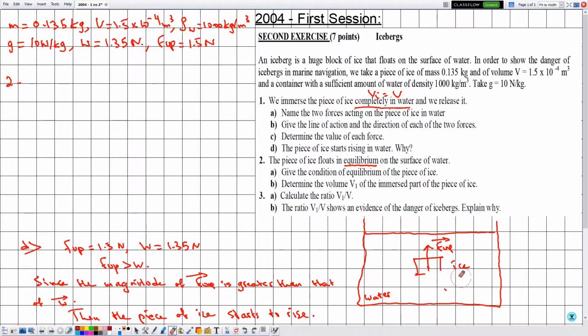So let me erase this. So the piece of ice is floating at the surface of the liquid. Now we can ask the following question. In this case, when it's floating on the surface of the liquid, what are the two forces acting on the piece of ice? For sure we have the weight that will not change.